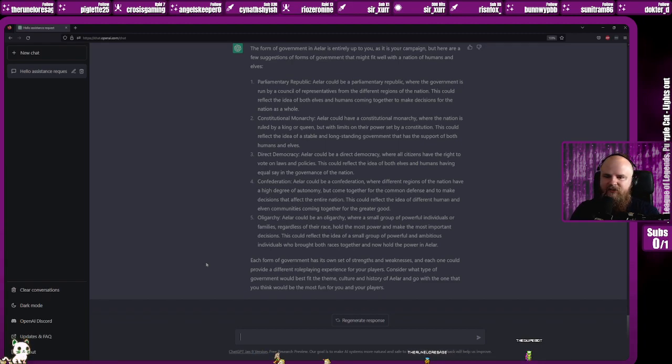Confederation. Alar could be a confederation where different regions of the nation have a high degree of autonomy, but come together for the common defense and to make decisions that affect the entire nation. This could reflect different human and elven communities coming together for the greater good. Oligarchy. Alar could be an oligarchy where a small group of powerful individuals or families, regardless of their race, hold the most power and make the most important decisions. This could reflect a small group of powerful and ambitious individuals who brought both races together and now hold the power in Alar. Interesting.